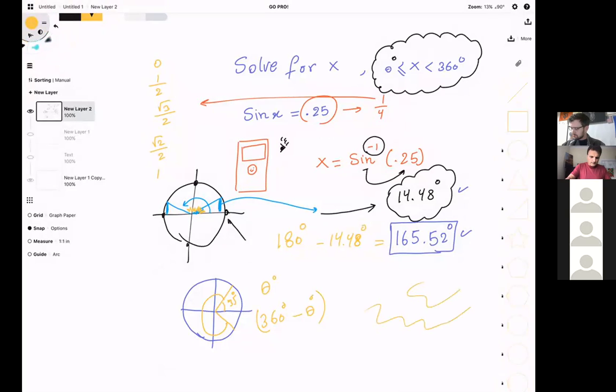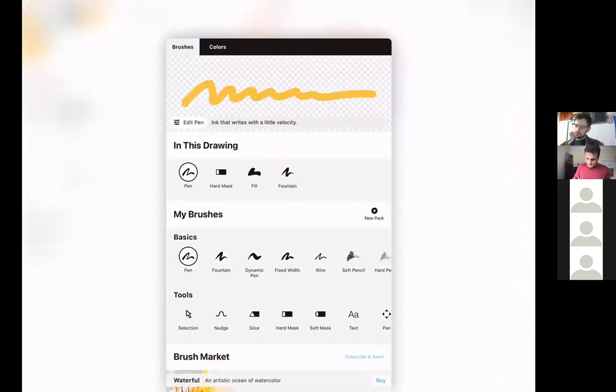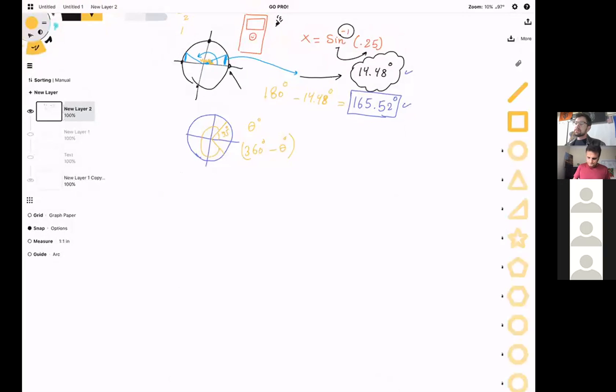The good thing about this app is we have an unlimited canvas. I can just move it, go up. Excuse me. Let me go back to this. All right, we saved it.